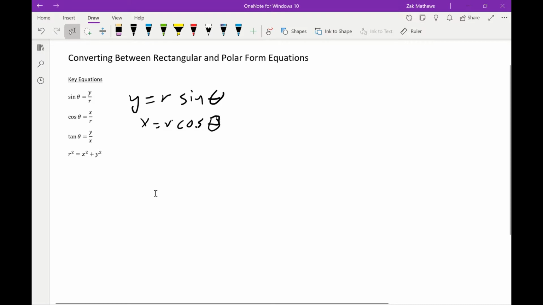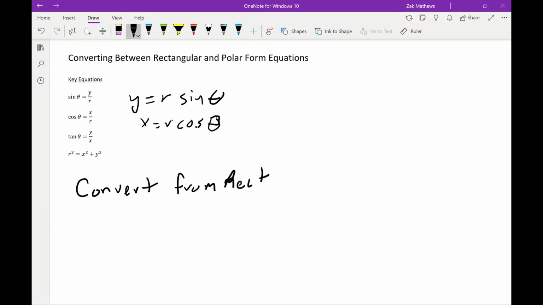Now, if we remember when we're converting between rectangular and polar points, we said it's much easier to convert a polar to a rectangular. We kind of went in that direction first. And with the equations, I'm going to convert from rectangular to polar first. So we're going to take several examples in this video. Let's convert from rectangular to polar form first.